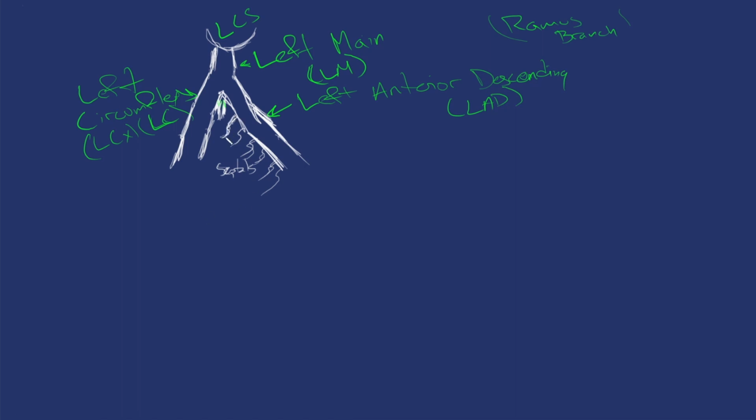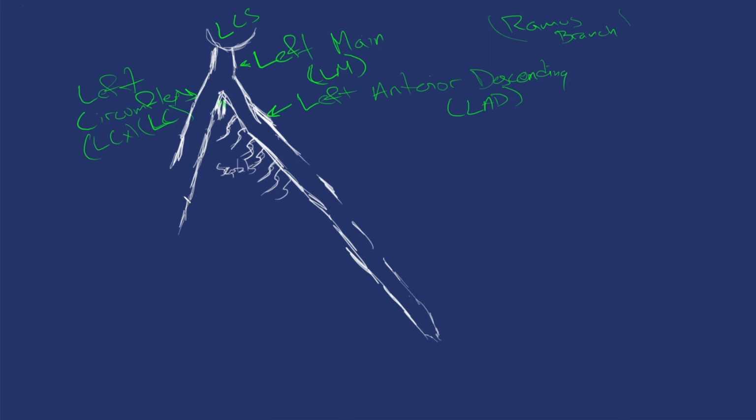So the way we look for the LAD is we're going to look for these septal perforators coming off of it. And you're also going to look for the really, really long one that's going down. It's going to go all the way to the apex of the heart. So this is going to be a super long branch, and it can have a couple of things coming off of it as well.